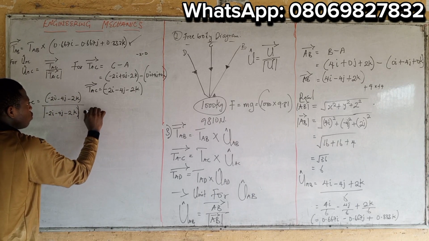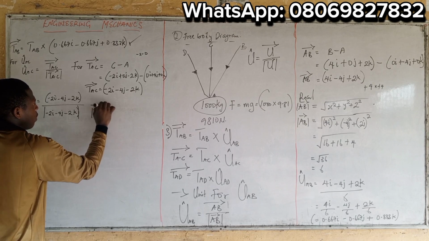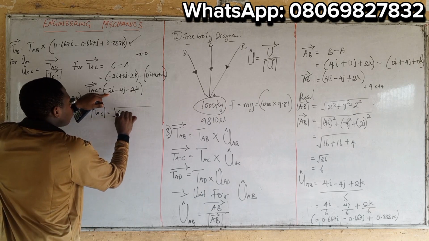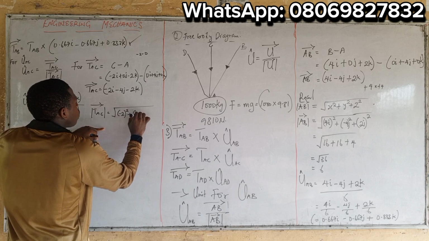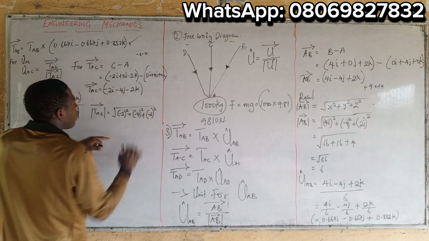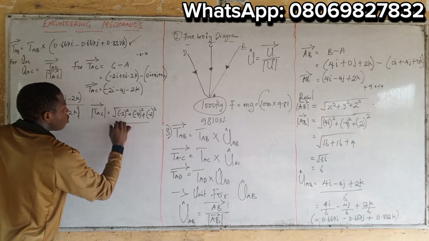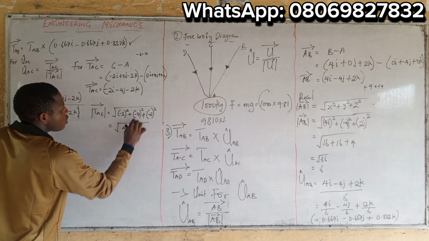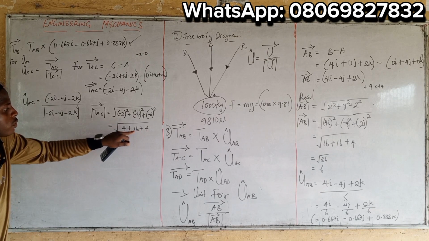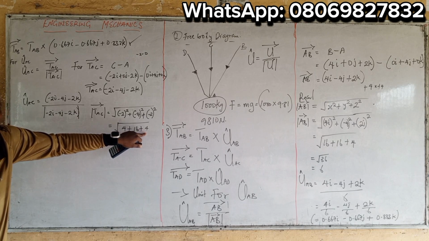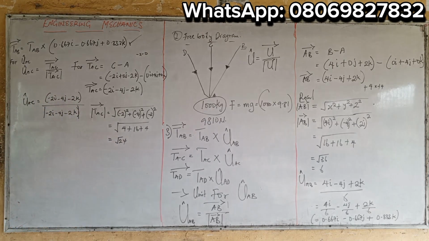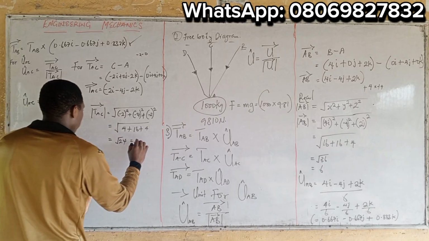The magnitude of TAC is equal to the square root of minus 2 all square plus minus 4 all square plus minus 2 all square. If you do this, you arrive at the square root of 4 plus 16 plus 4. 4 plus 16 gives you 20, 20 plus 4 gives 24. So you have the square root of 24. You simply arrive at what?